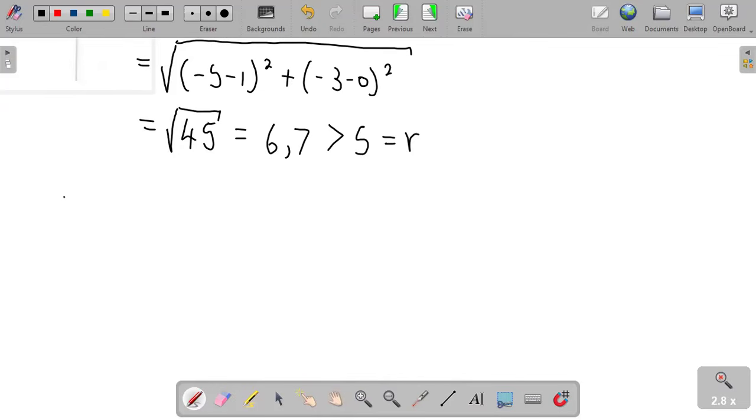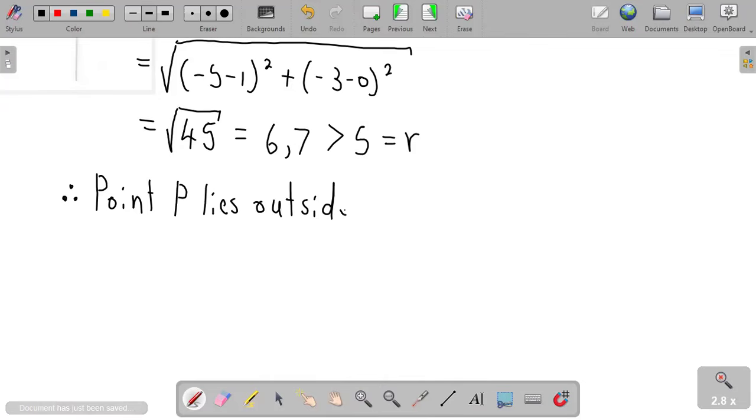So therefore, point P lies outside the circle.